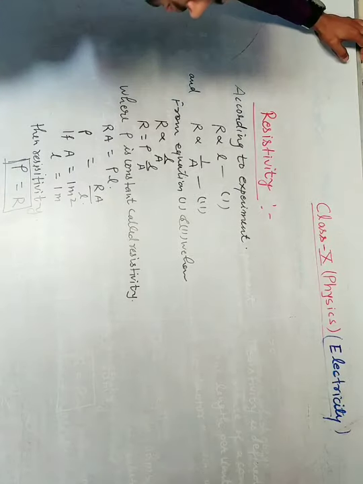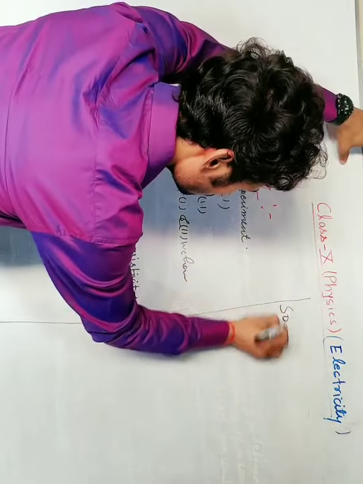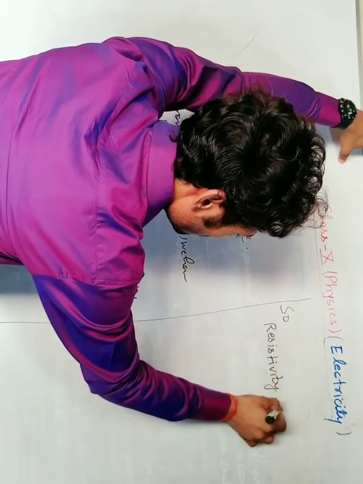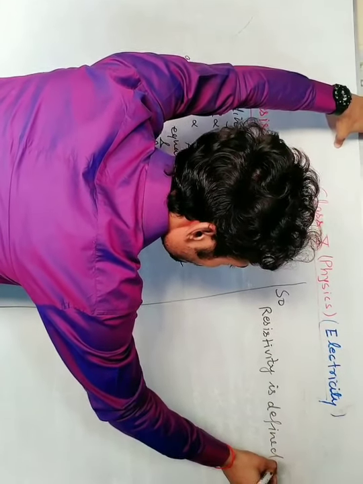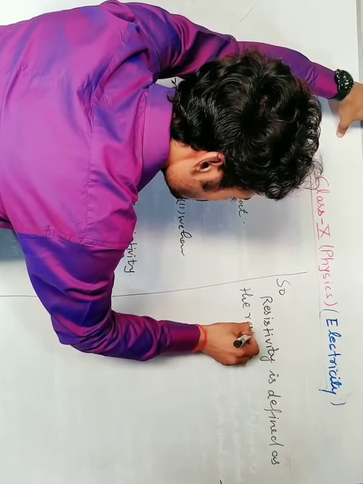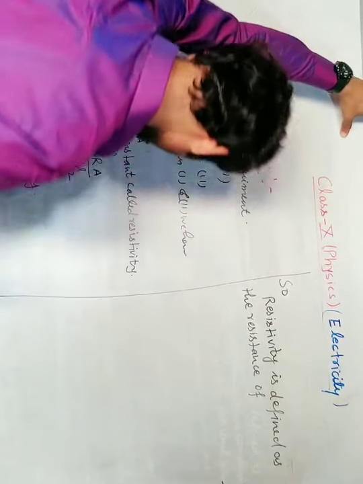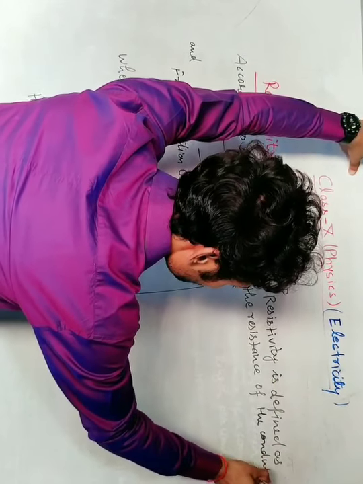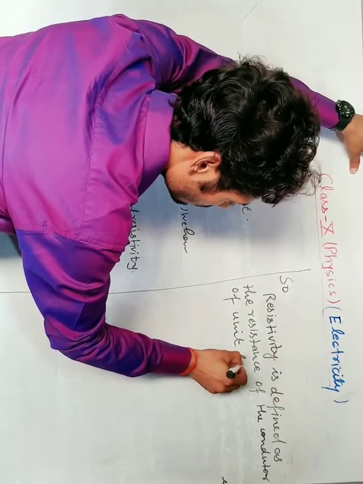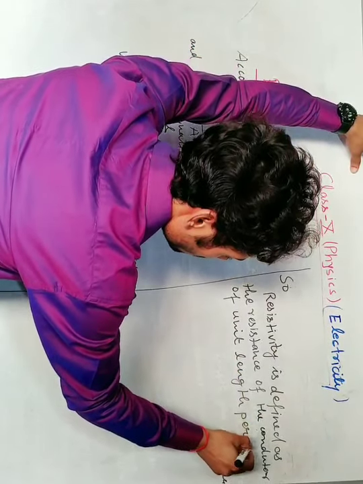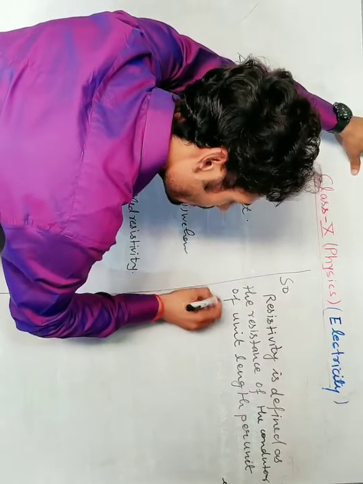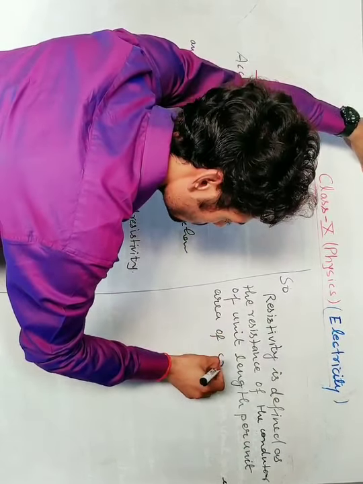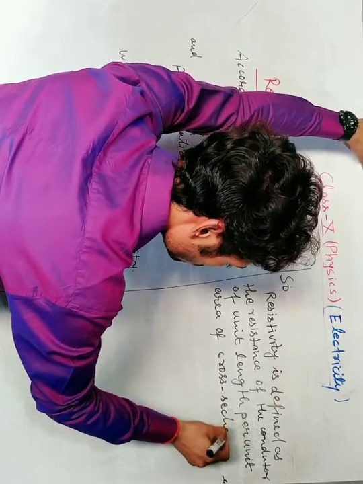So in this way we can define resistivity. Resistivity is defined as the resistance of the conductor of unit length per unit area of cross section.